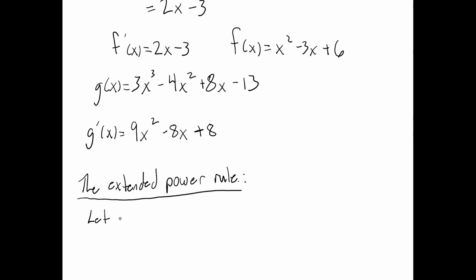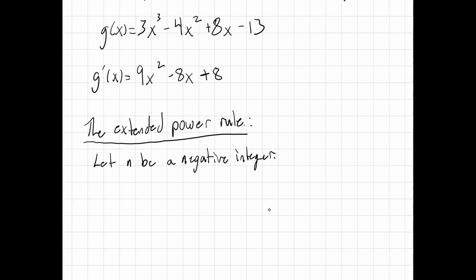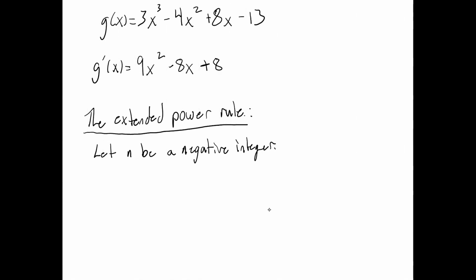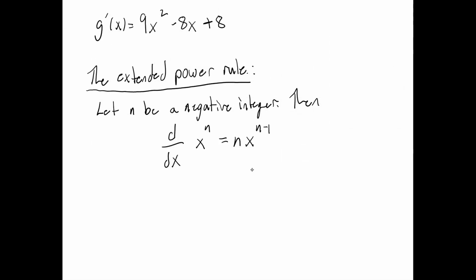So we let n be a negative integer. So if n is a negative integer, then d dx of x to the n is equal to n times x to the n minus 1. It's that easy, right? So it's the same thing.